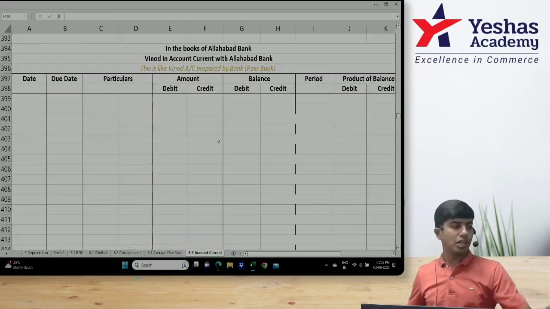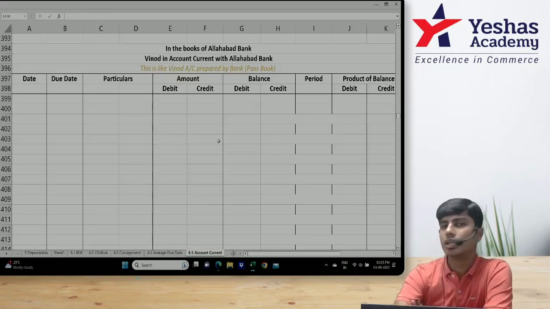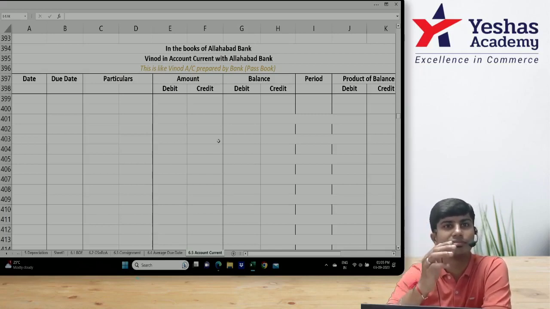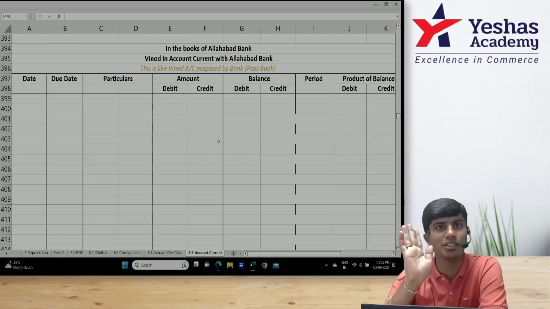We are now going to the last topic from the chapter of account current. This is called the third method, the last method. Today there is an exam, tomorrow. Listen to the last method and go.